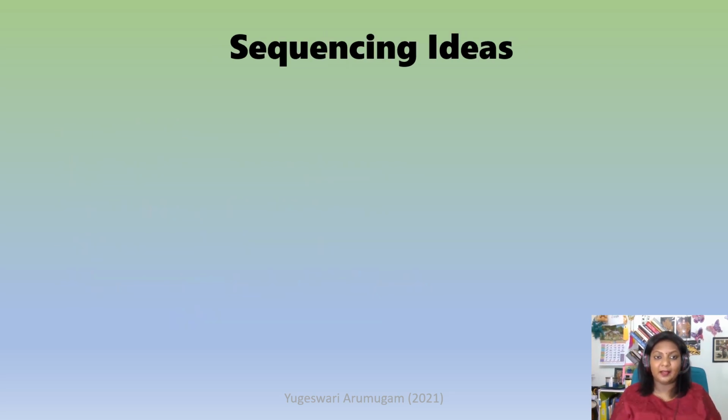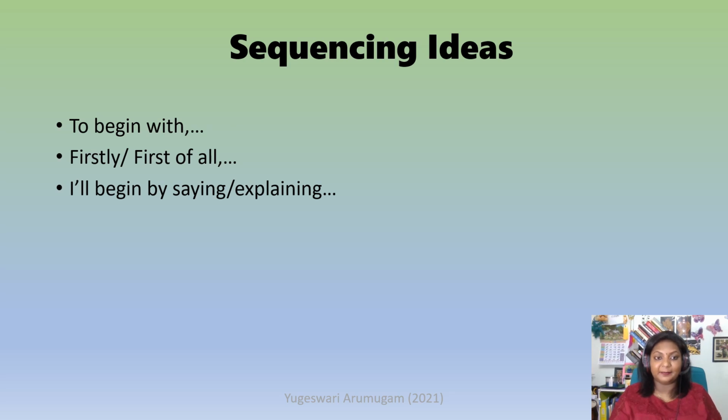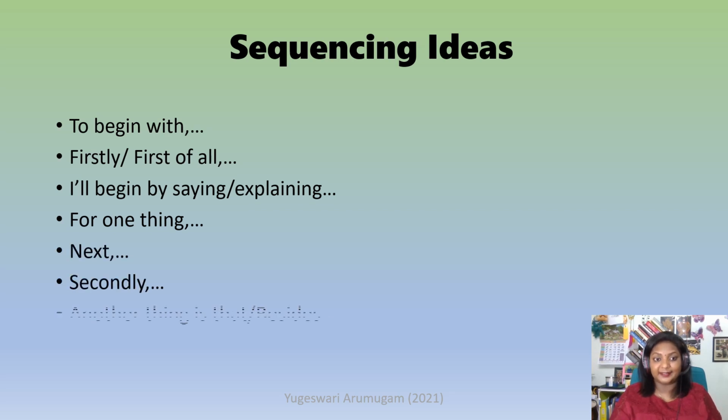Once you know how to express and justify your opinions, you should know how to sequence your ideas. You can start by saying, to begin with. Then you can say, first of all, I'll begin by saying or explaining, for one thing. Next, secondly, another thing is that, or besides, and you can finish off your presentation by saying finally or lastly.